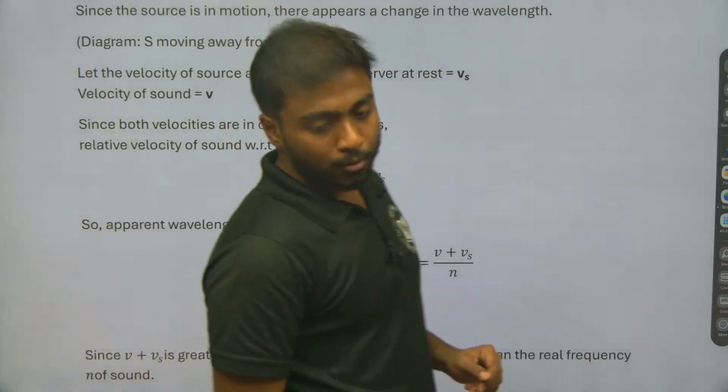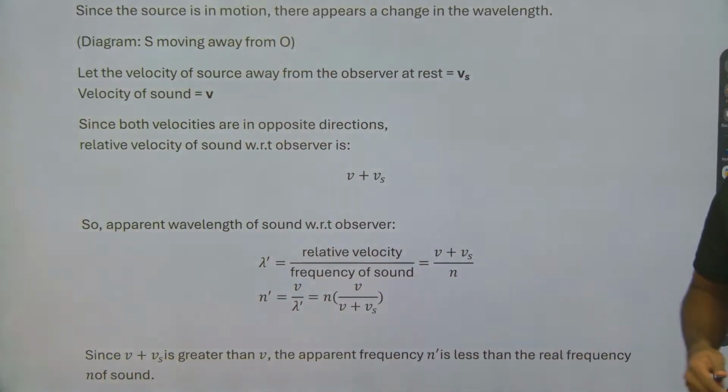So the final conclusion will be n into V by V plus or minus Vs. Okay.